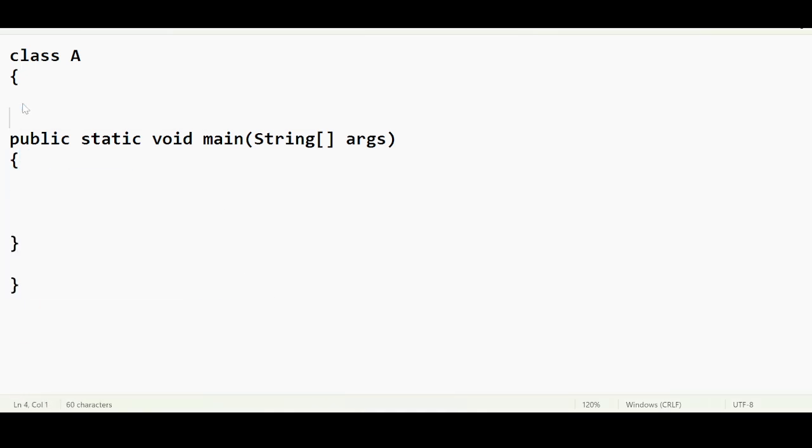Let us take a variable outside the method. Let us take the name of the variable as integer A equal to 10, 100, something like that. I'm keeping this as static. For now, don't worry about what static is.